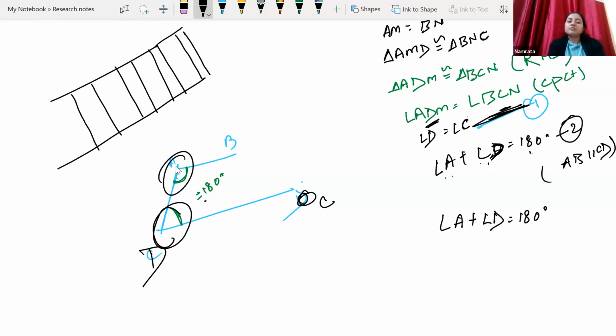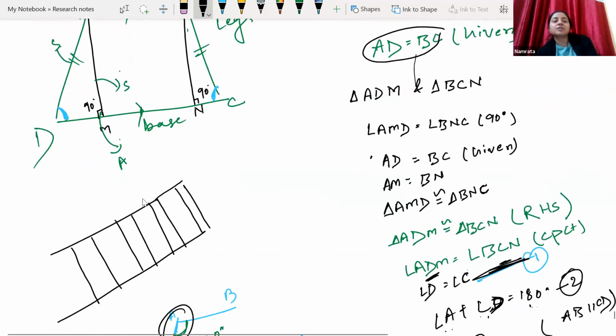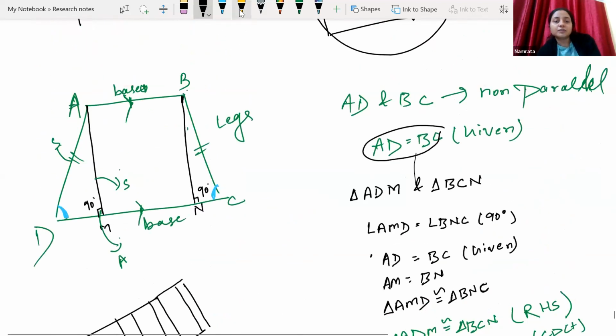And from 1 and 2, we are getting angle A plus angle C is equal to 180. Is it okay? Why do we want to get angle A plus angle C only? You can check that we have a trapezium, and this angle A plus this angle C is 180. Can we say hence it's cyclic? Can we?